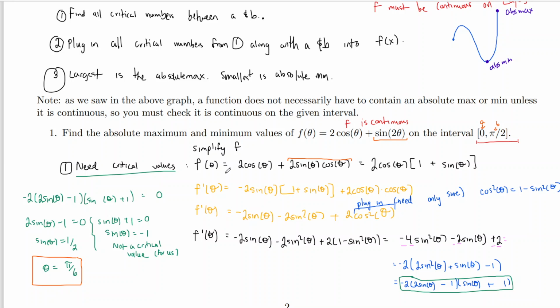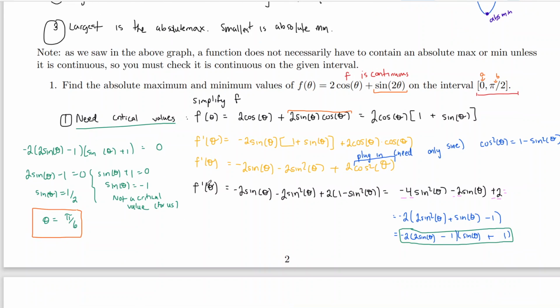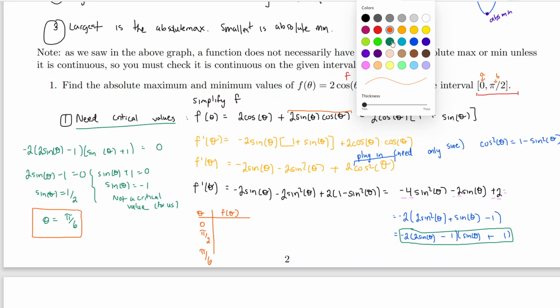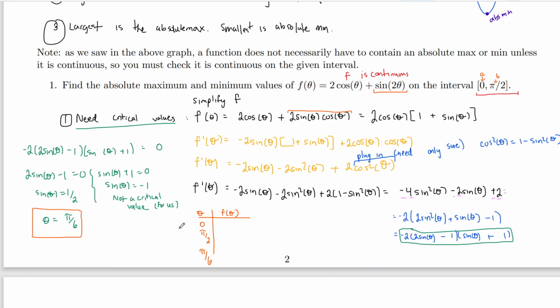We're going to plug in these three numbers into our original function and then just compare to see which one goes with which. All right, so I'm going to make a little xy chart here, or theta and f of theta. And we're going to plug in 0. We're going to plug in pi over 2. And we're going to plug in pi over 6. All right, and this is a point where if you don't remember the unit circle, you really got to know it, because we want the exact values. I don't want to see decimals for this sort of thing.